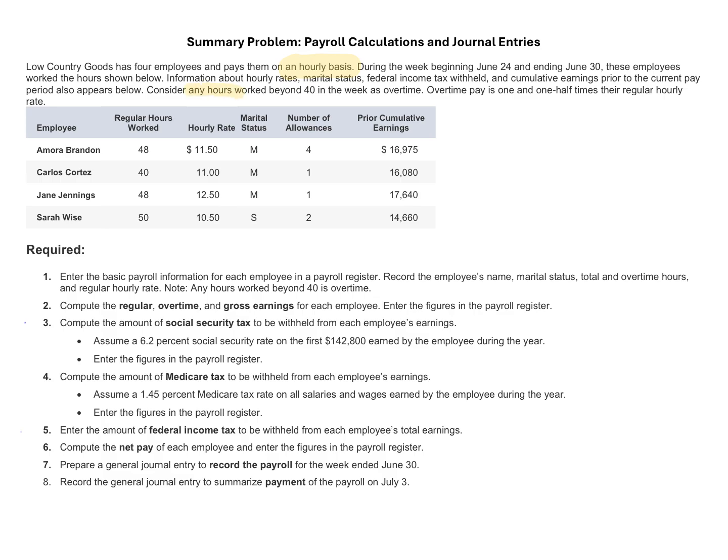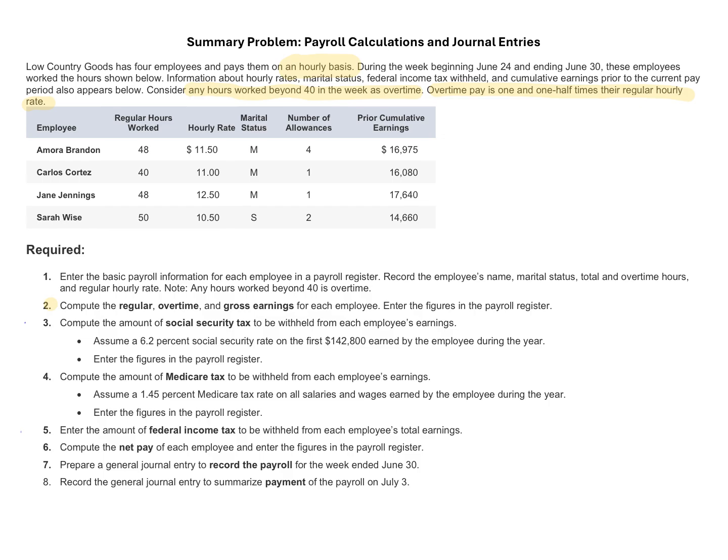Any hours beyond 40 in the week is considered overtime, which is pretty standard for hourly wage employees, not so much for salaried employees. And then it tells us that overtime pay is 1.5 times their regular hourly rate. All right, so we're going to fill this chart in on the next page. And I've already filled in their basic information for us, you'll see in a minute. So we're going to start at number 2 here, where we're computing their regular, overtime, and gross earnings.